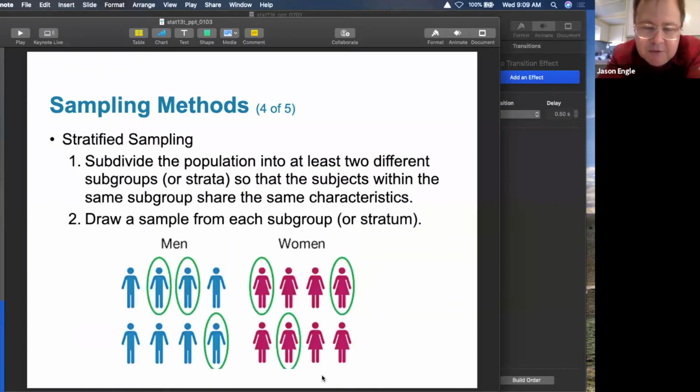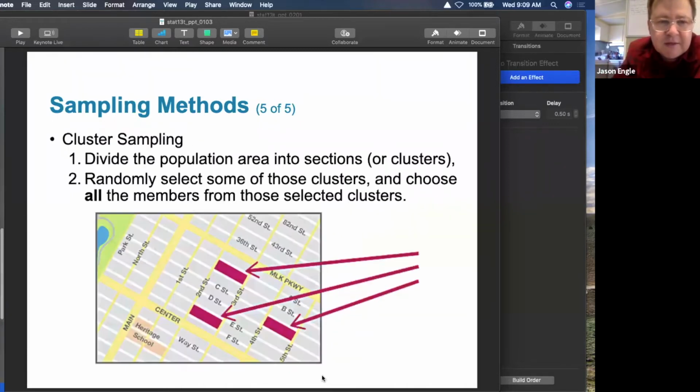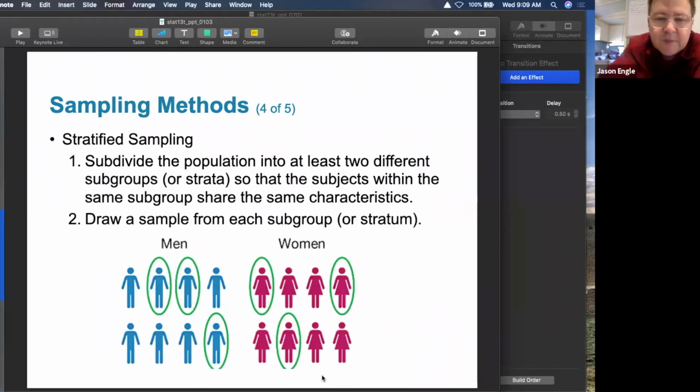The last 2 examples are a little bit more complicated. A lot of people get them confused. Okay, so we'll try and dwell on this and let me know if you have any questions. It's stratified sampling and cluster sampling. So let's see what these 2 are all about.